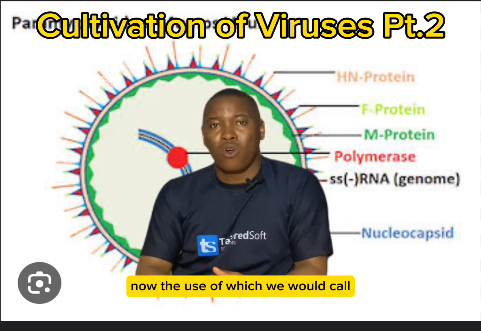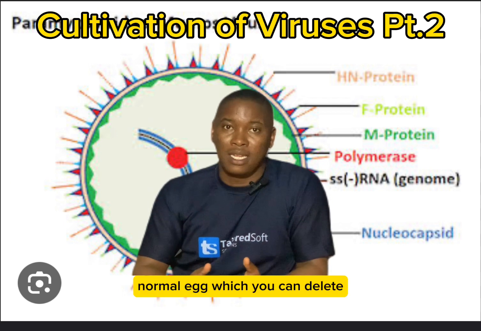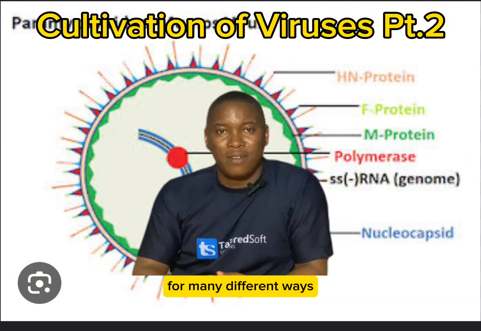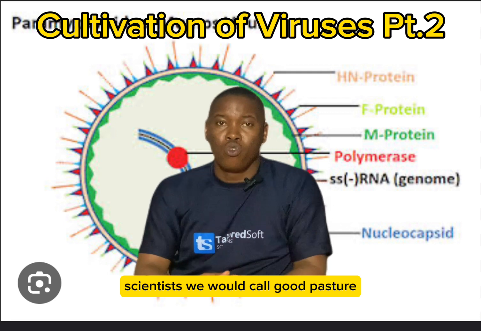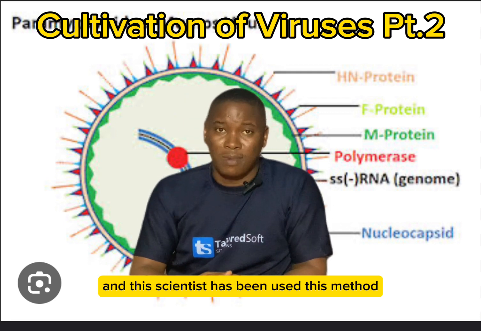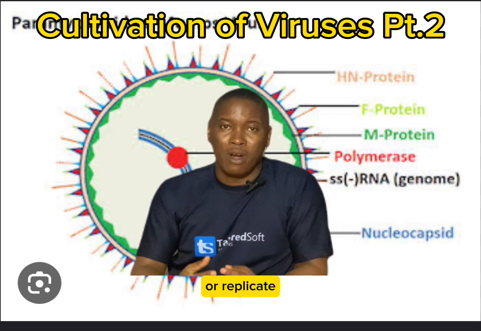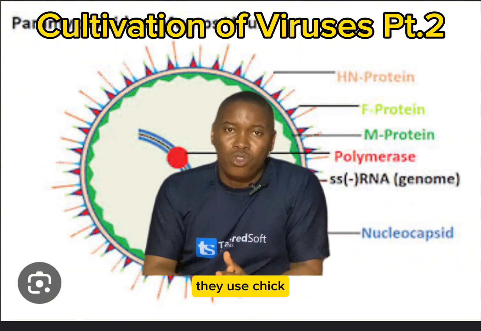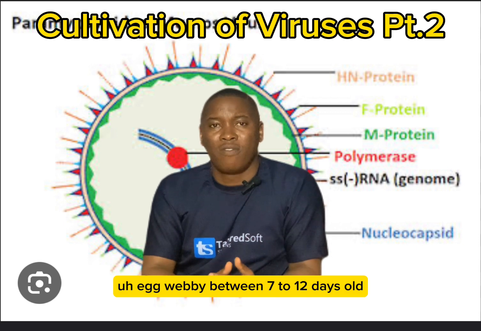Now, the use of what they call embryonated chick egg. This one means a normal egg that a chicken lays. We use that normal egg to cultivate virus in many different ways. Now, the first scientist who tried this method was a scientist we call Goodpasture, and this scientist used this method as far back as 1931 to produce or replicate many viruses. This one is important to know. Now, this method uses chick egg that is between 7 to 12 days old.